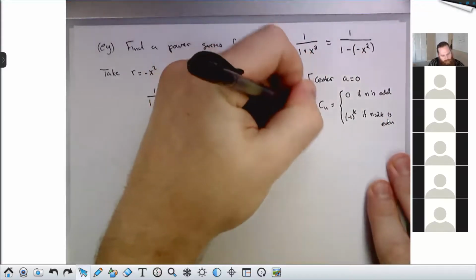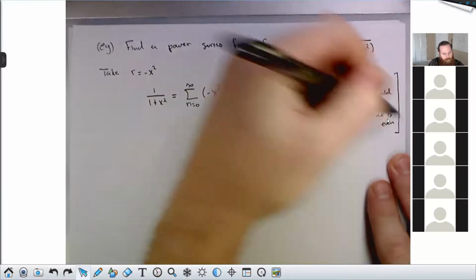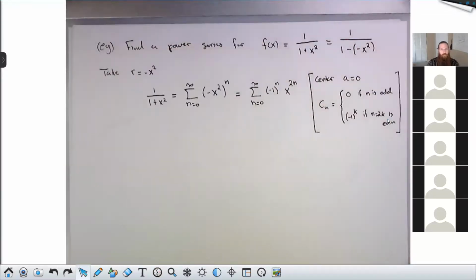So the center being 0 isn't too hard to see. X squared, or x to the 2n, is x minus 0 to the 2n. But why would the Cn's look like this? Why aren't they just negative 1 to the n? And what I have here is a negative 1 to the n. But it's the 2n up here that's messing things up. Cn, remember, is the coefficient of x to the n.